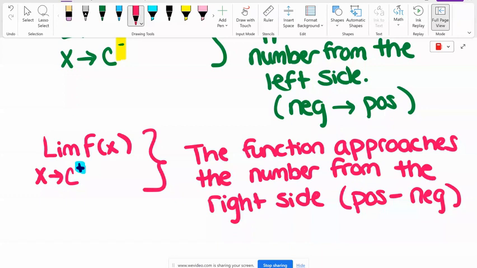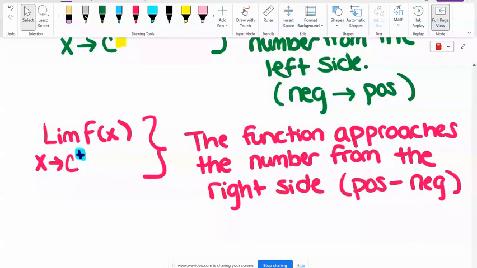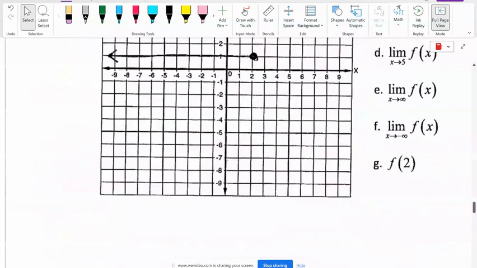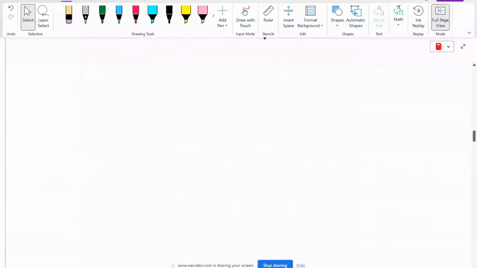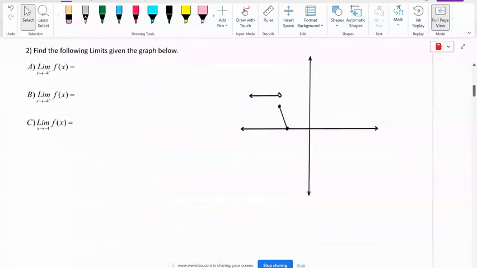Can I go back to the examples? Are we done copying this? Okay, so let's do these.